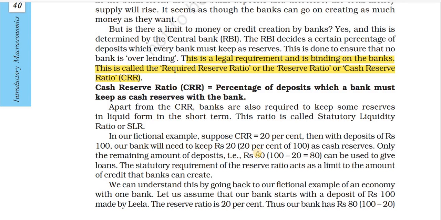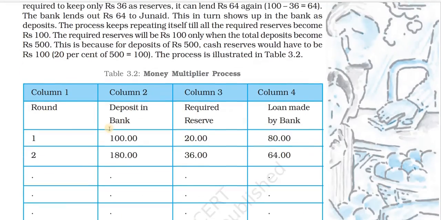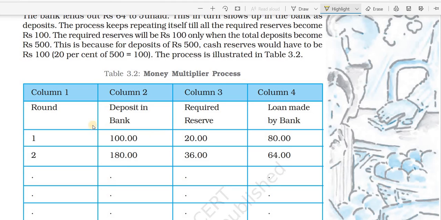If it is 1000 rupees, how much do they need to keep? 200 rupees they keep with themselves, and 800 rupees they can give as loan. Then you can see one example here. The deposit in the bank is 100 rupees, and the required reserve is 20%, which is 20 rupees. Then how much can they give as loan? 80 rupees.